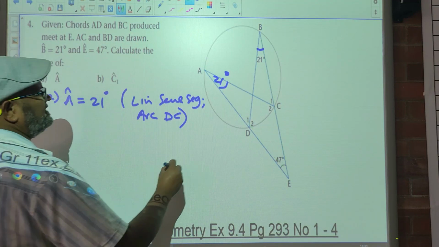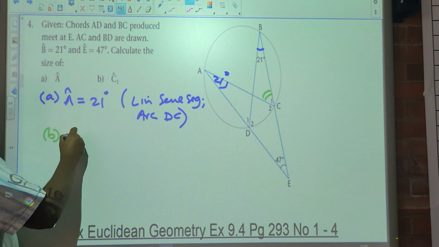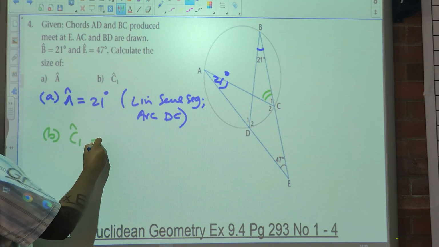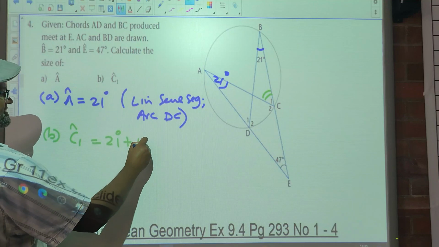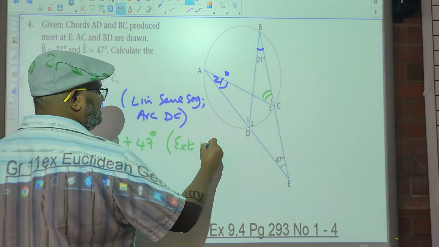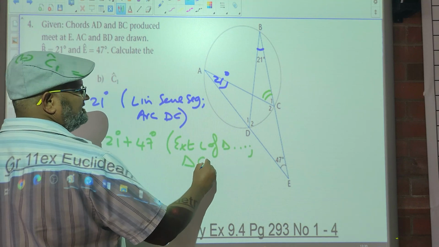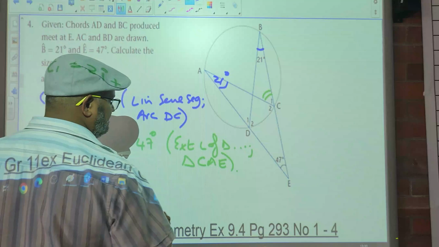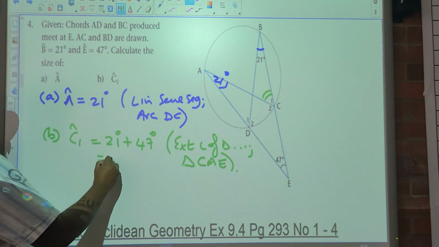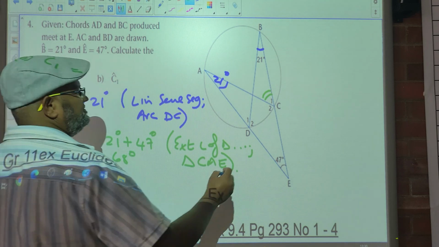Okay, so angle C1 is equal to 21 degrees plus 47, the exterior angle of triangle CAE, which gives me an answer of 68 degrees. Okay.